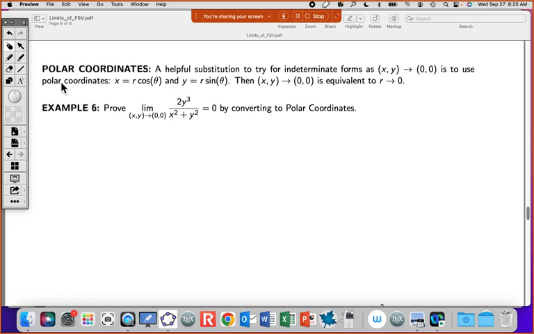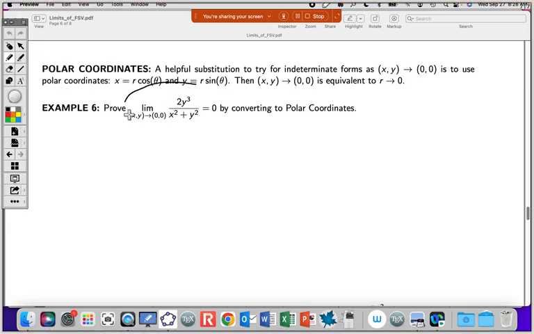Now here's something that kind of works for us. This was a limit where we tested it along a couple routes and we got 0 for those routes, but it wasn't enough to actually prove the limit was 0. So we had to resort to using the definition. So this is the one we did the epsilonics on yesterday.